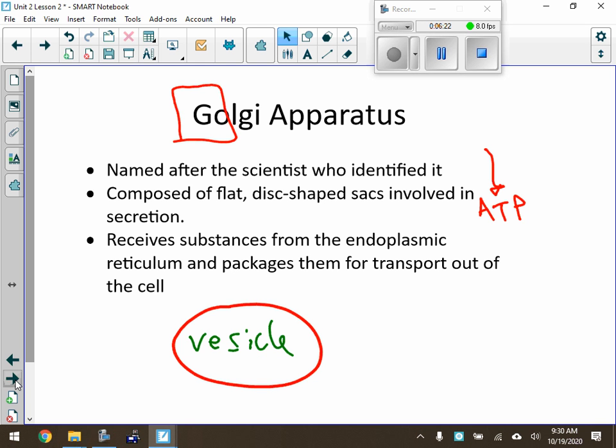Named after the scientist, receives substances, modifies them, packages them into vesicles, basically for transport out of the cell.